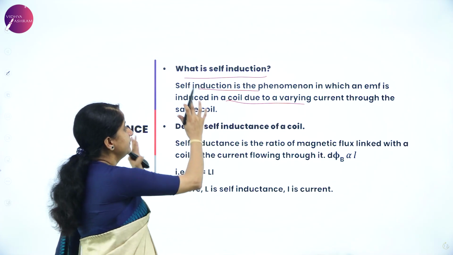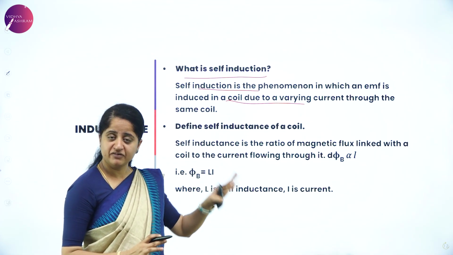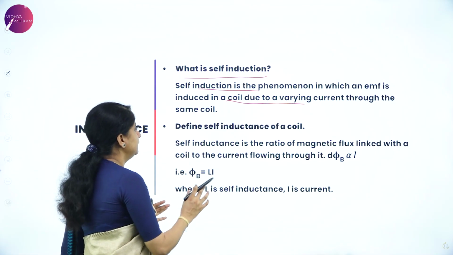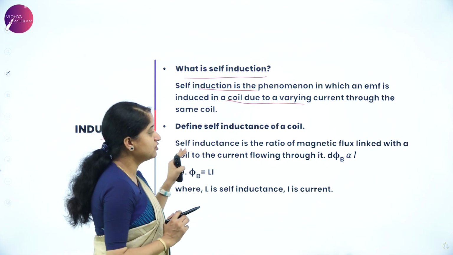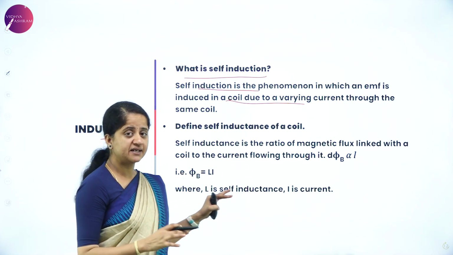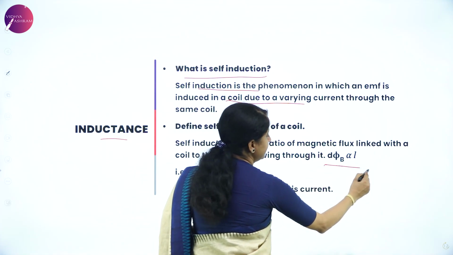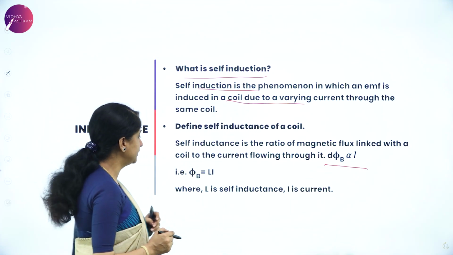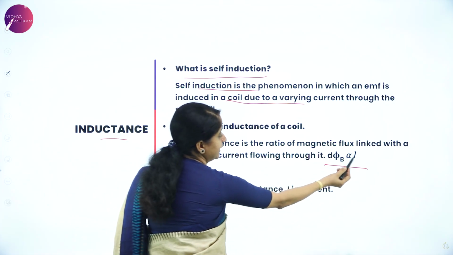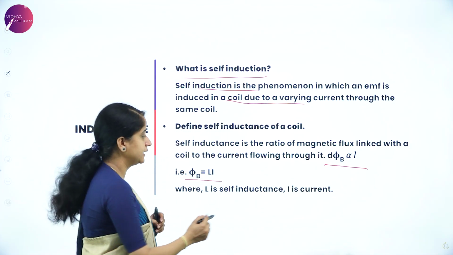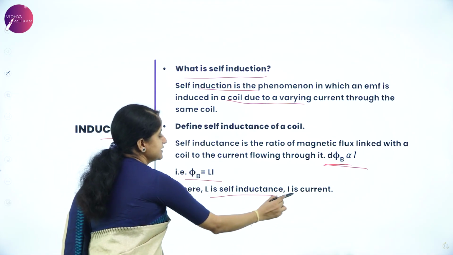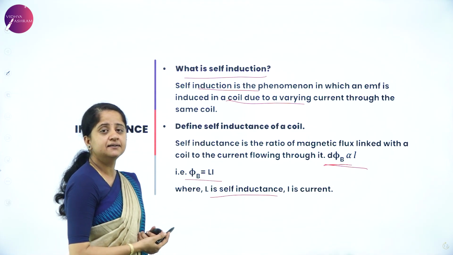Self-inductance means the phenomenon in which the EMF is induced in one coil due to the varying current in the same coil, and it can also be defined as the ratio of magnetic flux linked with the coil to the current flowing through the same coil. That is, phi B is directly proportional to I, or phi B is equal to L into I. Here L is the self-inductance and I is the current.